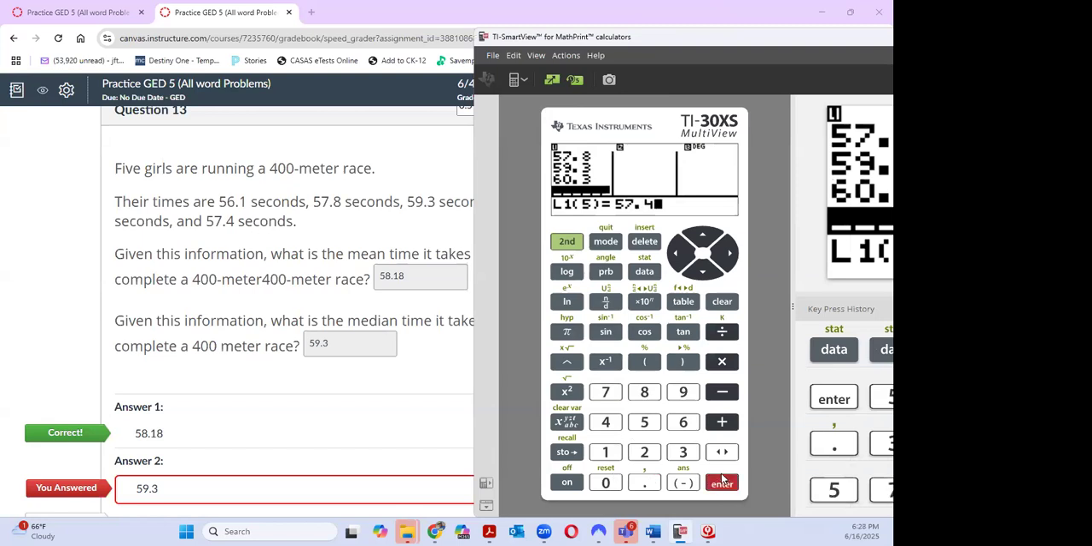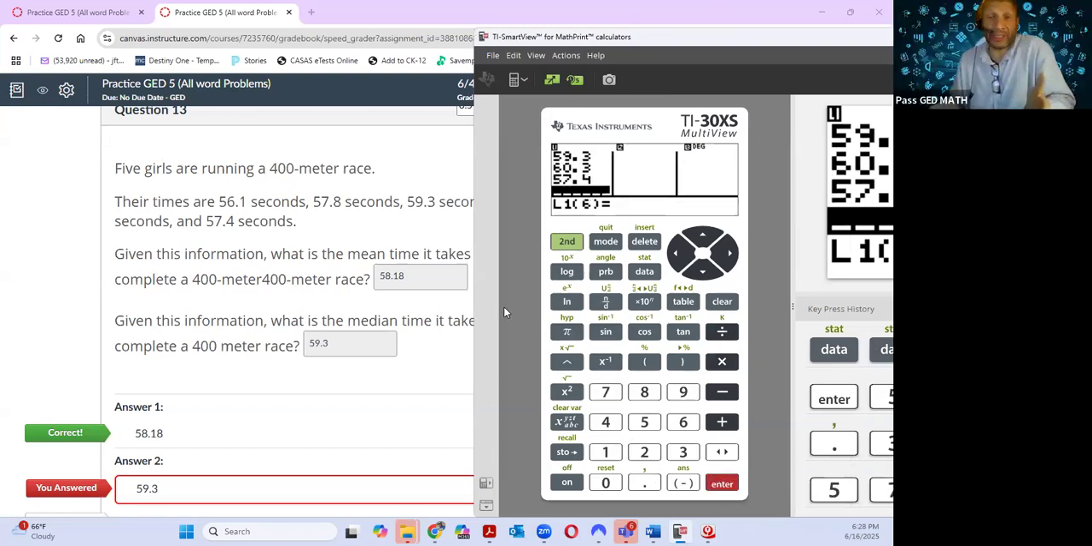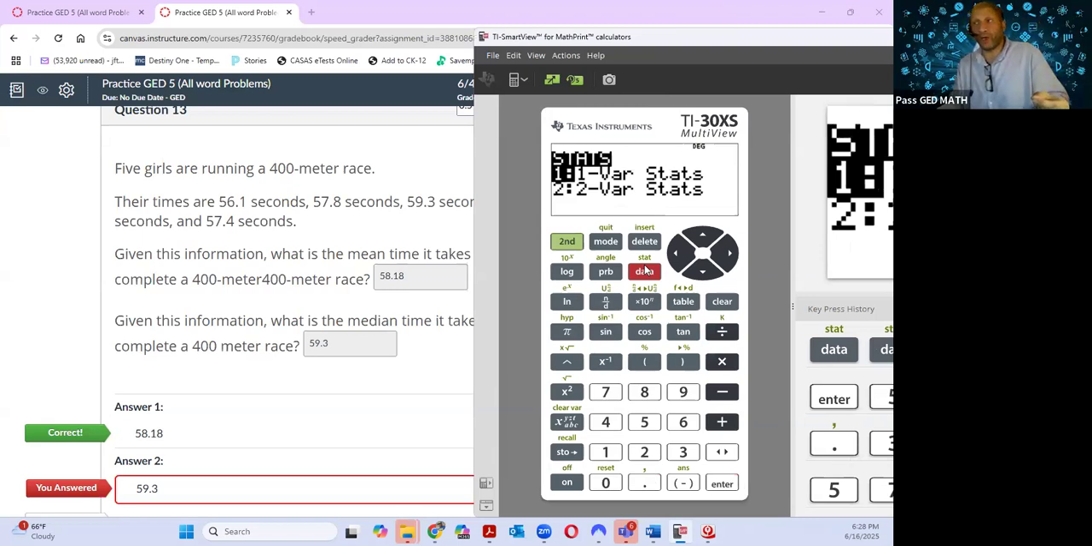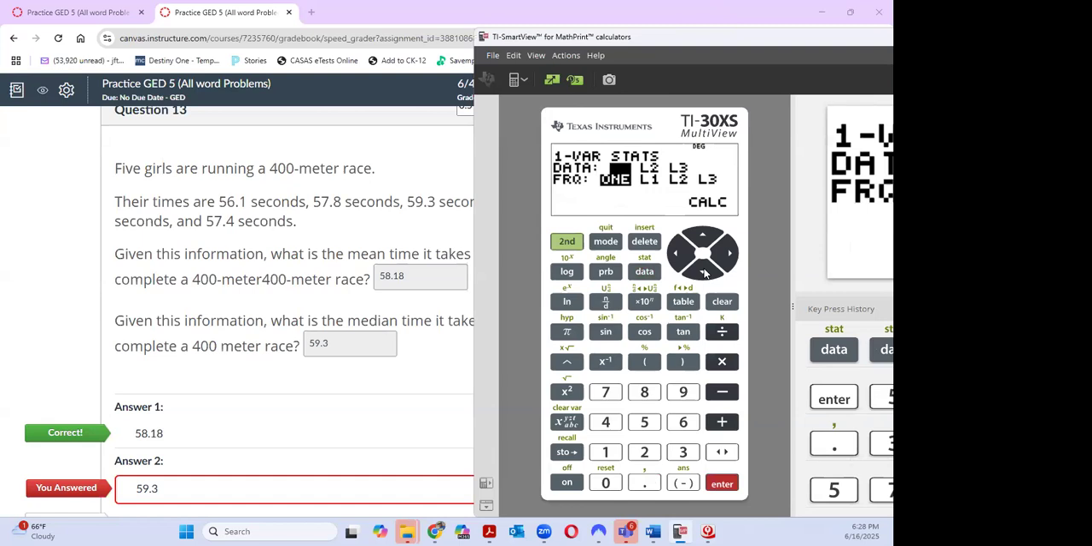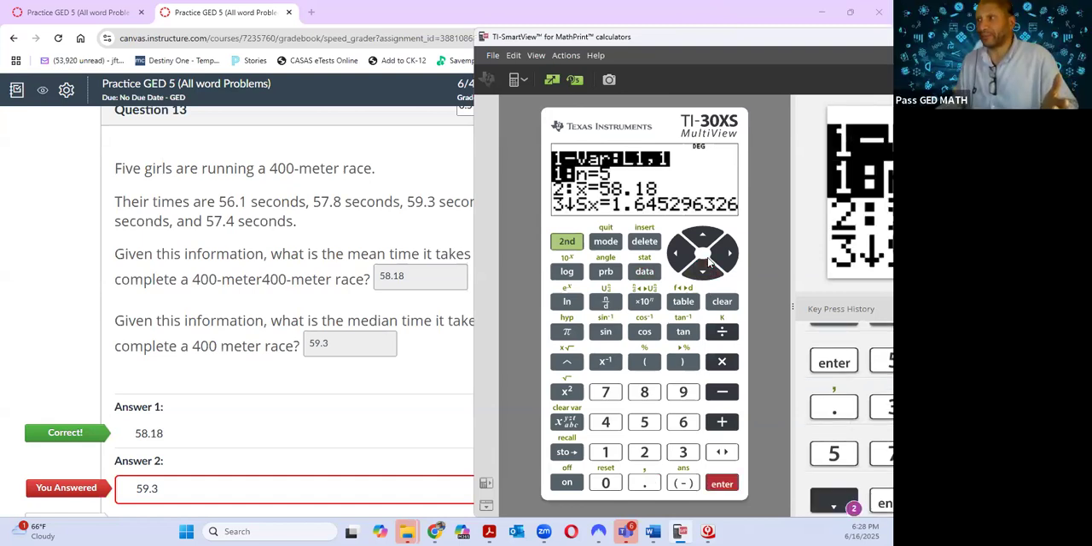57.4, enter. We didn't do anything. All we did was type the numbers in. Watch this. Second, data. Now here, 1 variable, 2 variables. We only got 1 variable. We're only using 1 column. Enter, calculate. We're doing nothing.